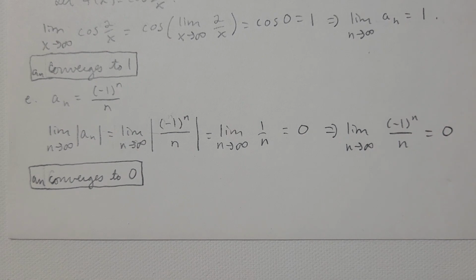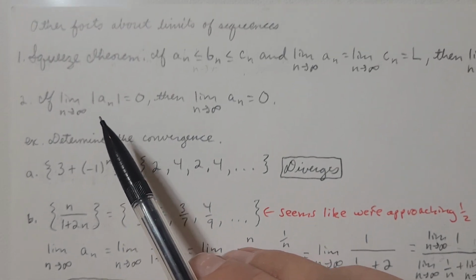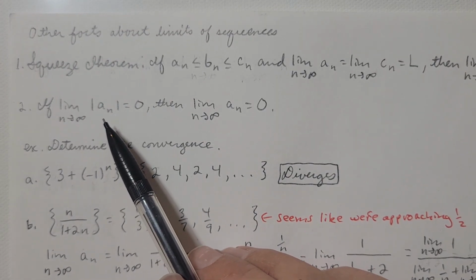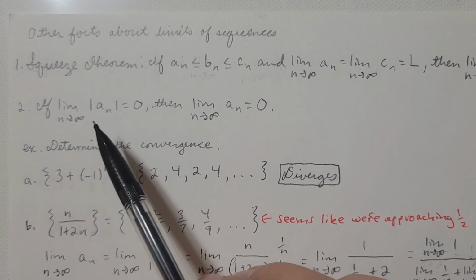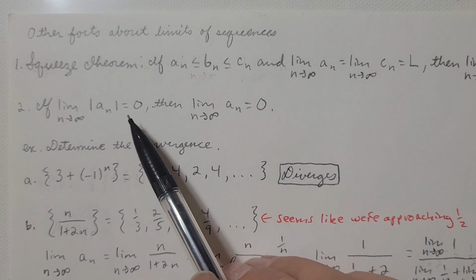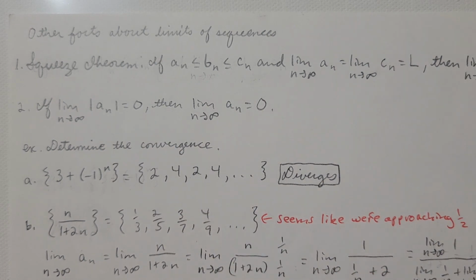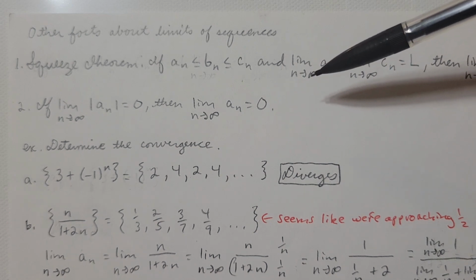In part E, we have a sub n equals negative 1 to the n power divided by n. Okay, I'm going to use this rule up here, this fact about limits, which says that if the limit as n approaches infinity of the absolute value of a sub n is 0, then that means that the limit as n approaches infinity of a sub n is 0 also.